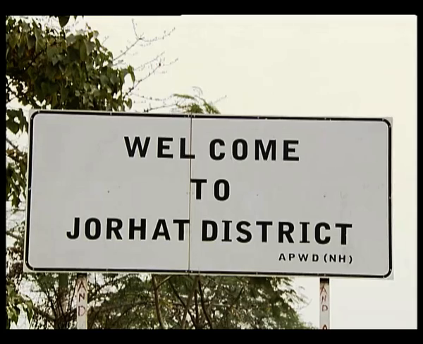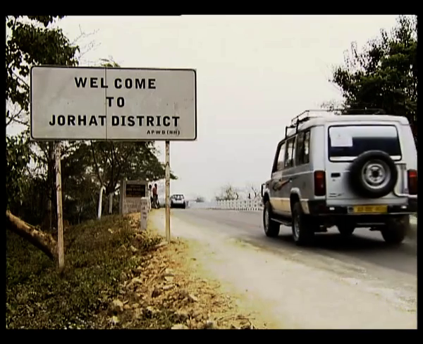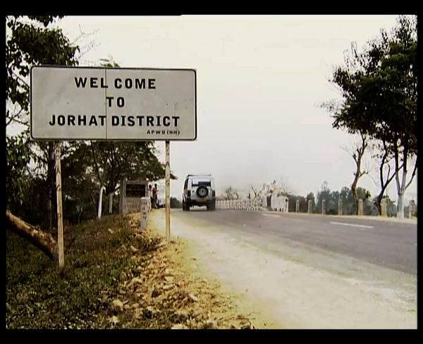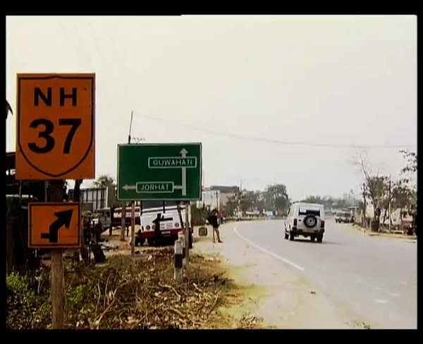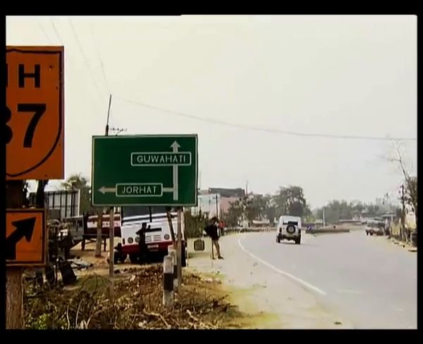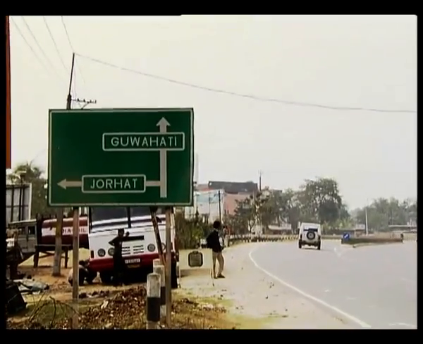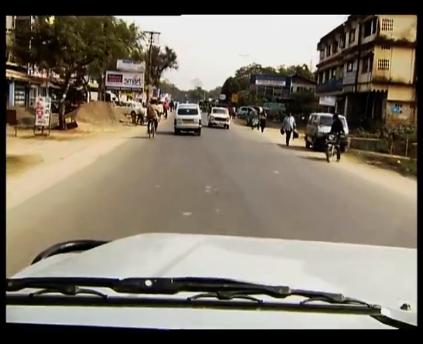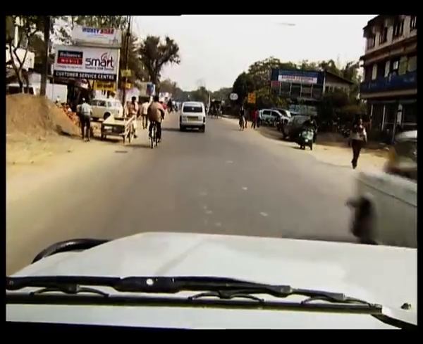We unit members left Shivsagar and drove on the main highway NH37 and arrived at Jorhat. Jorhat was the last capital of Assam before the Brahmaputra valley was annexed to British India in the year 1826.